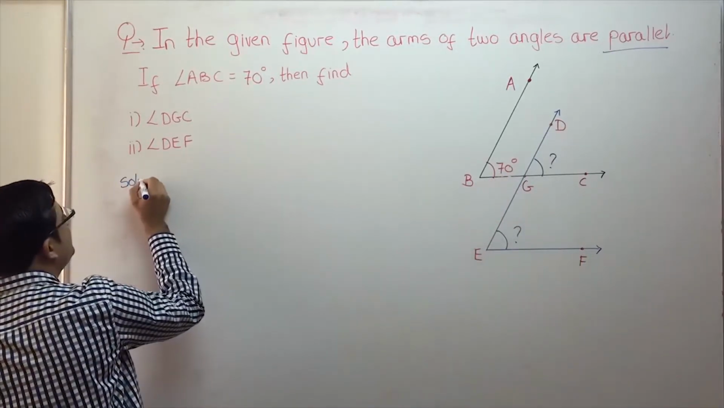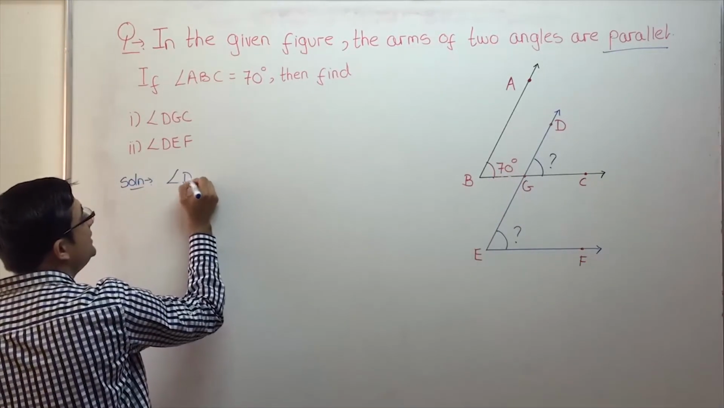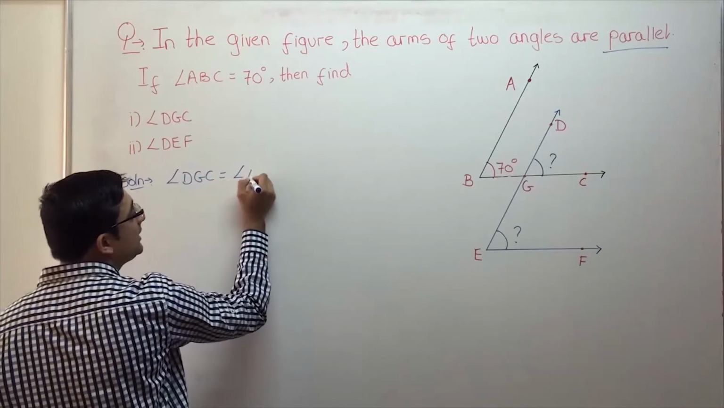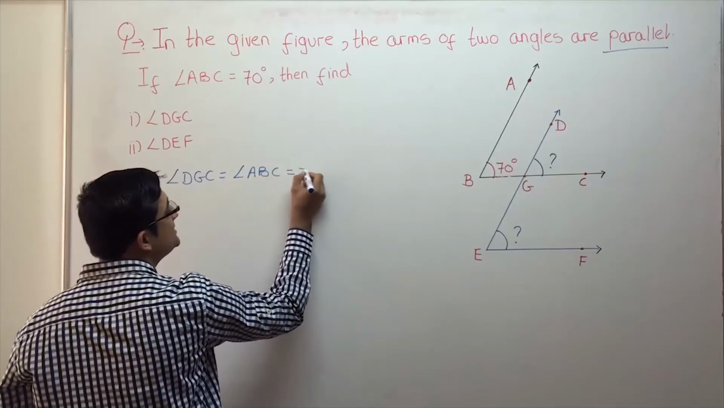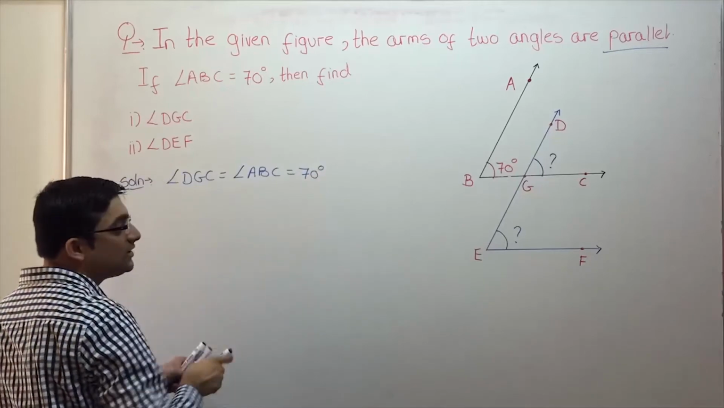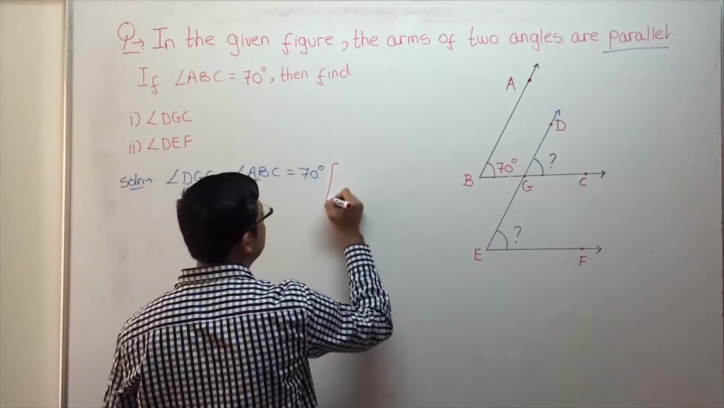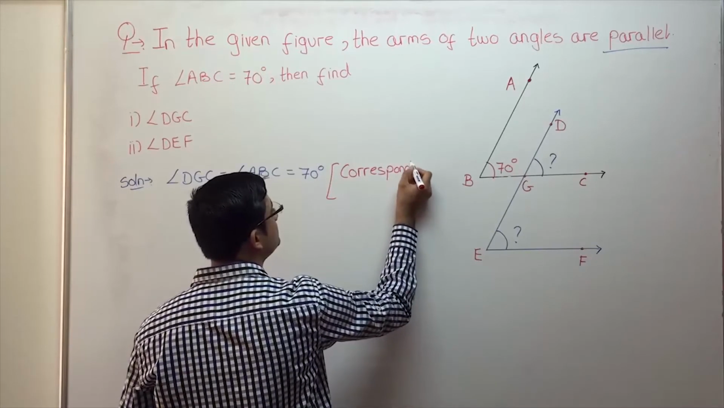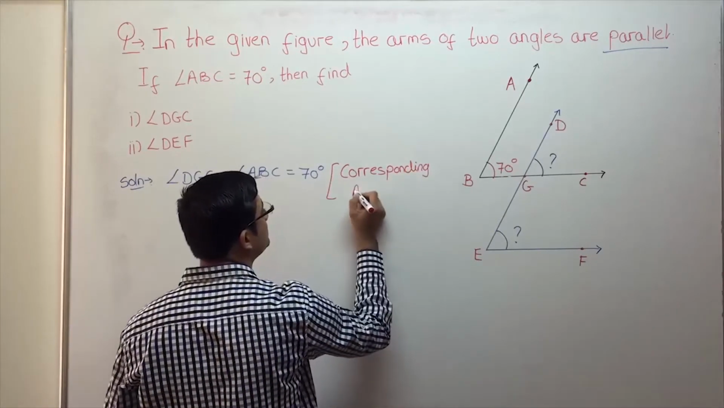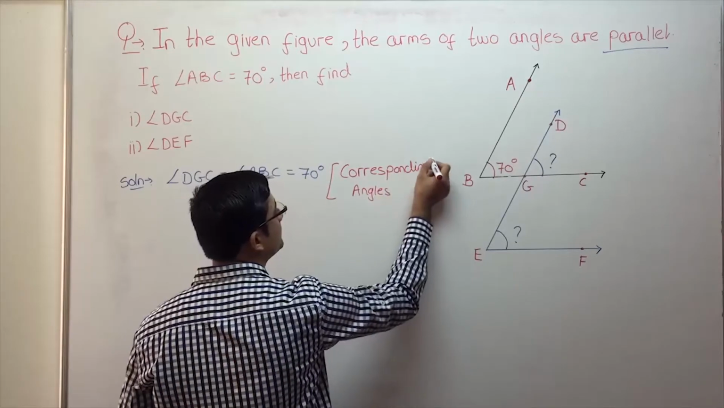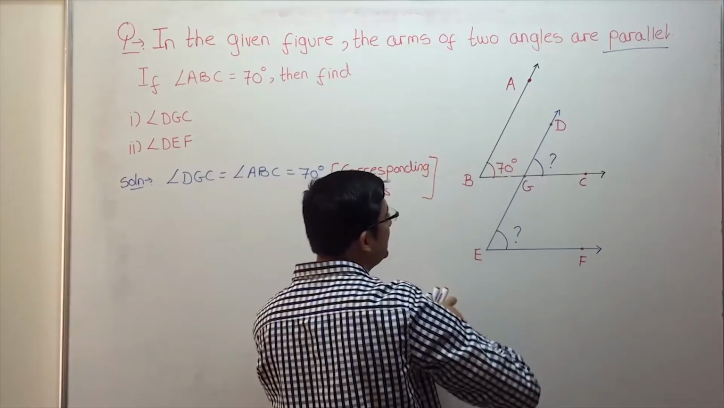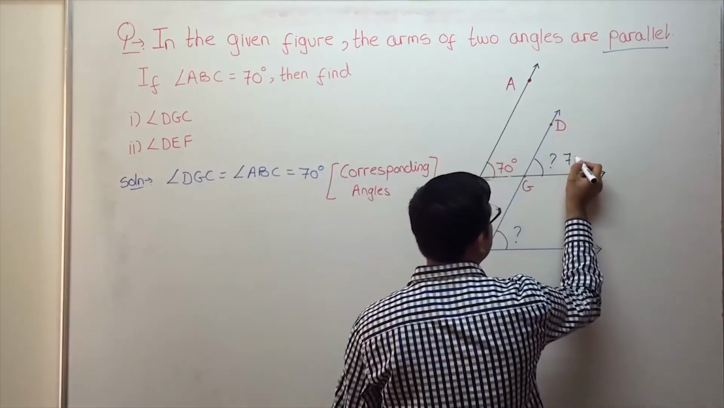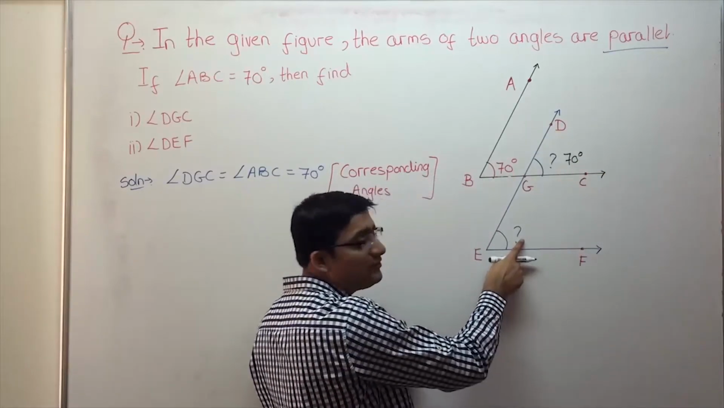So I'll begin with the solution. That is, angle DGC is equal to angle ABC, that is 70 degrees, right? What is the reason? Corresponding angles. So what is this angle over here? This angle over here is 70 degrees, right? Now we have to find this angle.